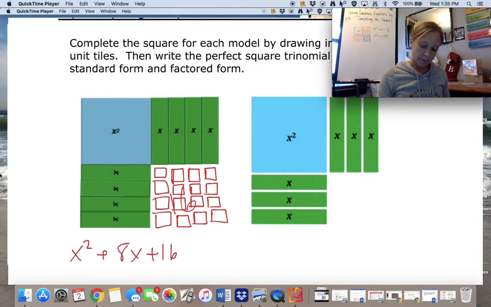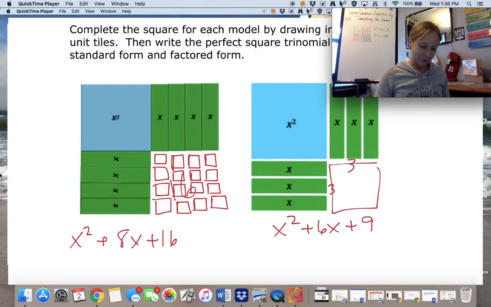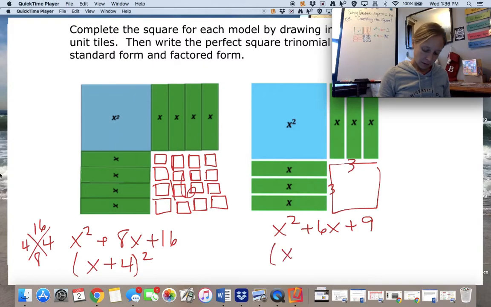If I look at the next one, I already can see that this space I have to fill in is 3 by 3. So I already know I'm going to need 9 little squares here. So I think I'm going to save myself the work and just write x squared plus 6x plus 9. I'm going to go back and write each of these in factored form because that's what the directions asked me to do. What multiplies to 16 and adds to 8, that would be 4 and 4. So the factored form is (x plus 4) quantity squared. What multiplies to 9 and adds to 6, that's 3: (x plus 3) quantity squared.